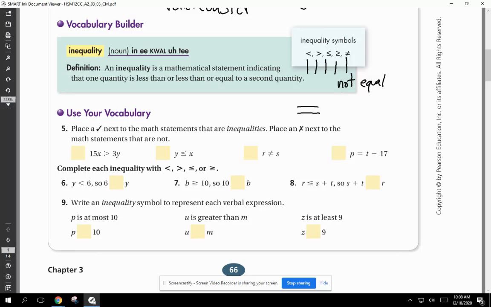An inequality is a mathematical statement indicating that one quantity is less than or less than or equal to a second quantity. I don't know why it says less than or equal. It could be greater than too. Kind of confused by the definition. Make sure you know it can be greater than, equal to, or greater than too.